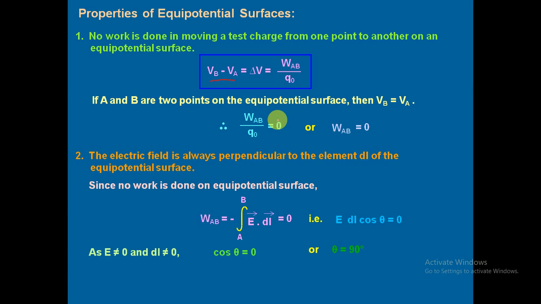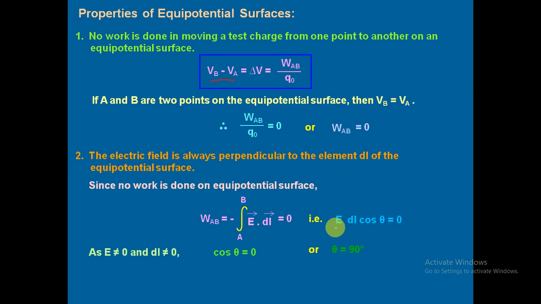So we can see here that electric field and dl are perpendicular. dl is a distance moved on the equipotential surface. So, in other words, we can say electric field and equipotential surface are perpendicular. So this is the proof for this property: electric field is always perpendicular to the equipotential surface.